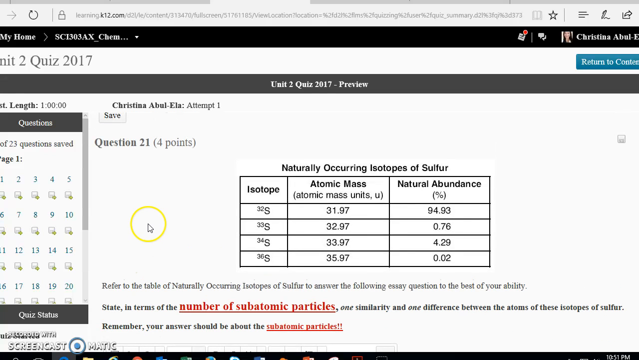Question 21 is our first open-ended question. Refer to the table of naturally occurring isotopes of sulfur to answer the following essay question to the best of your ability. State in terms of the number of subatomic particles, one similarity and one difference between the atoms of these isotopes of sulfur. Remember, your answer should be about the subatomic particles.